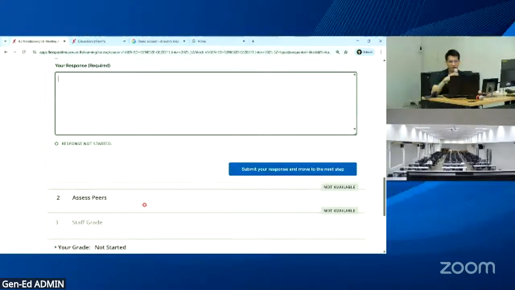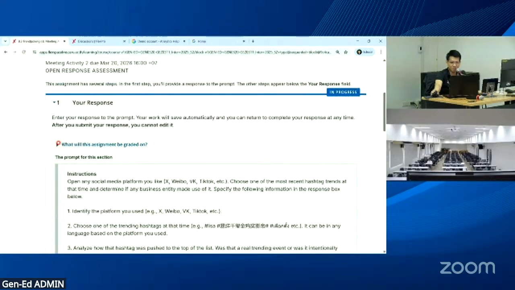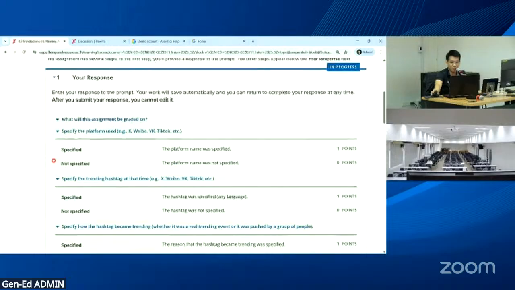So how to do that? There will be something that appears in this section, and it asks you to rate your peers' responses based on specific criteria. The criteria is here. What will this assignment be graded on?